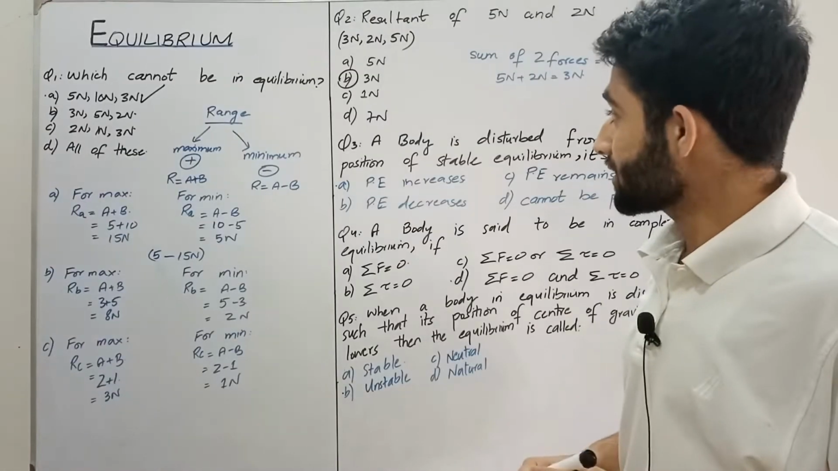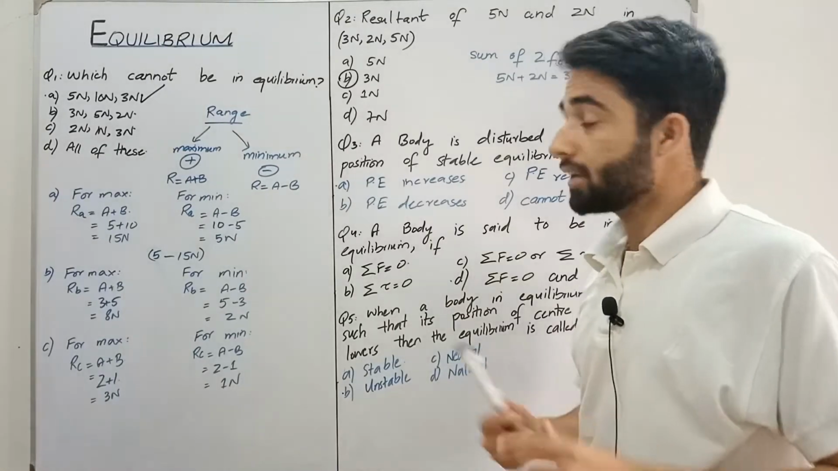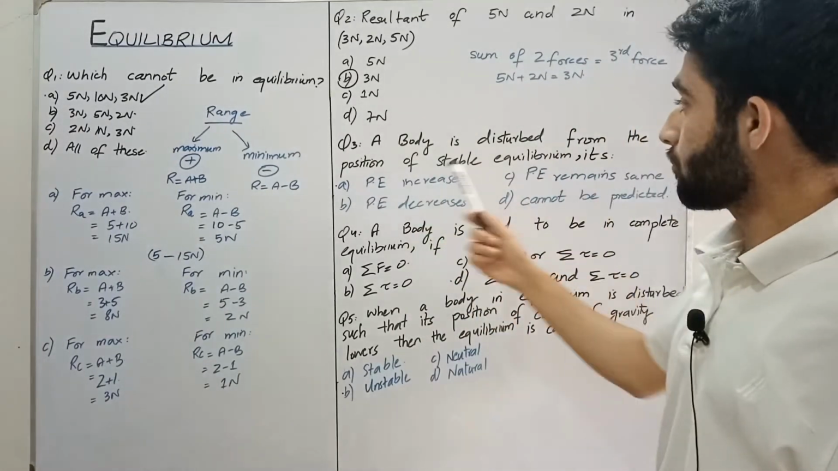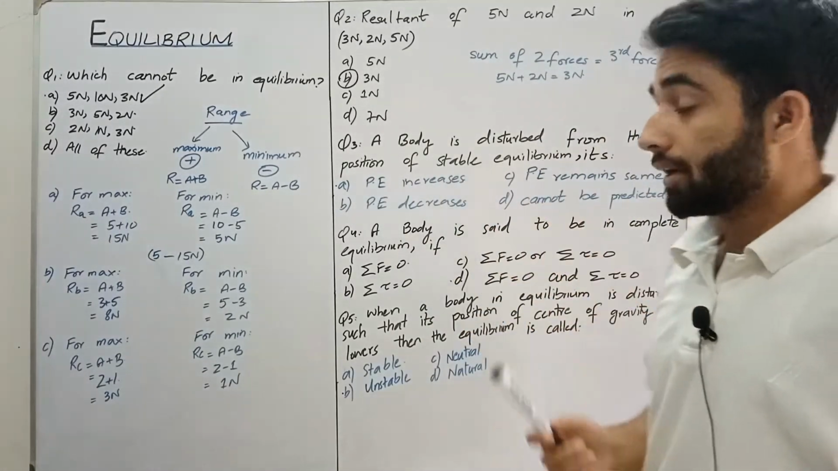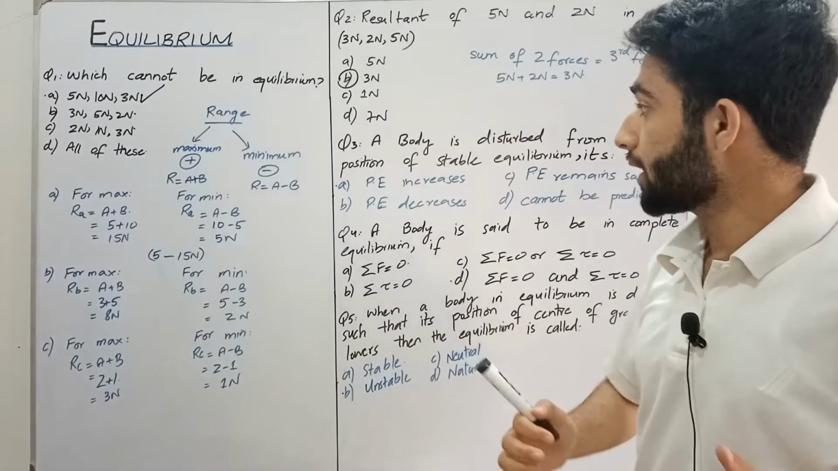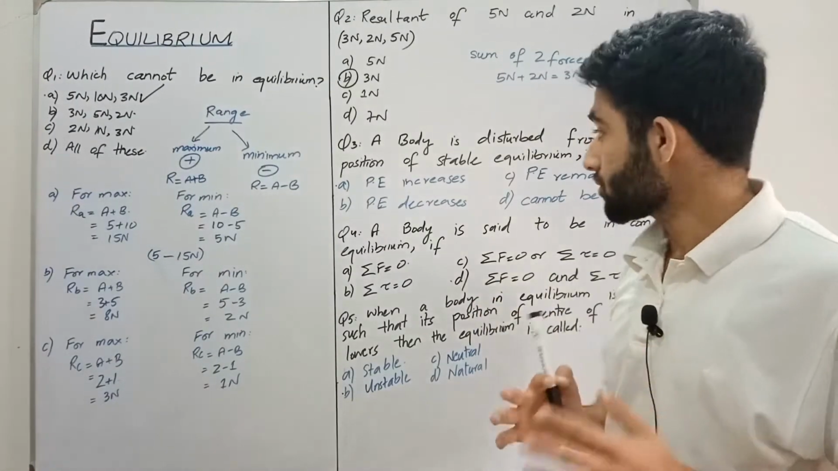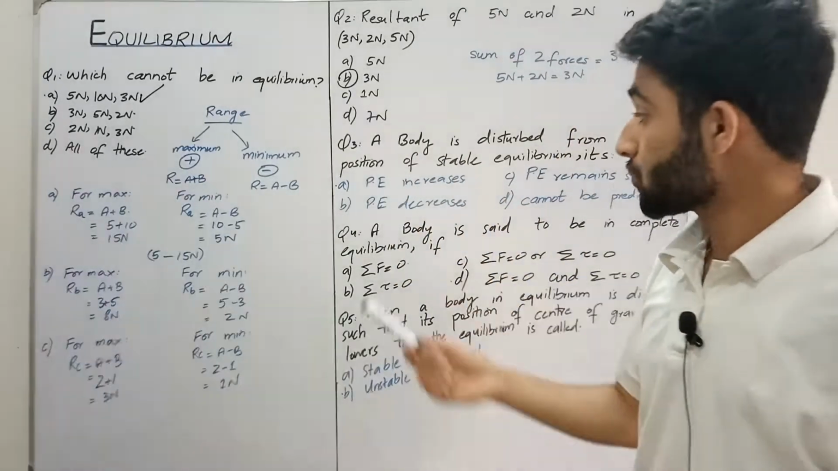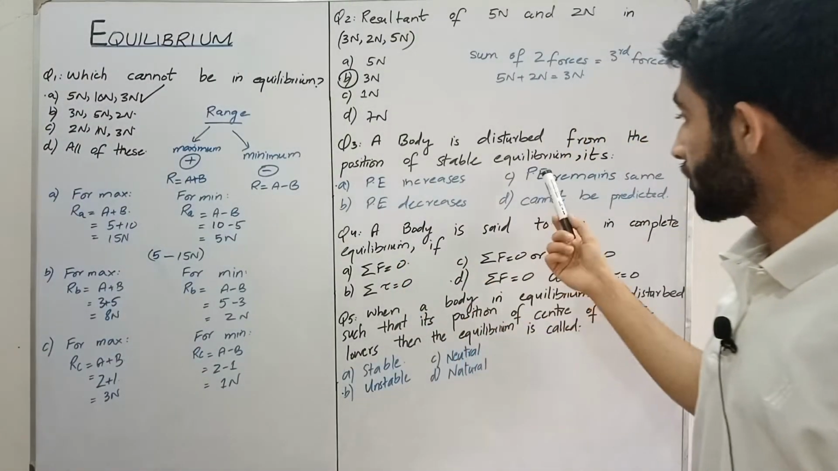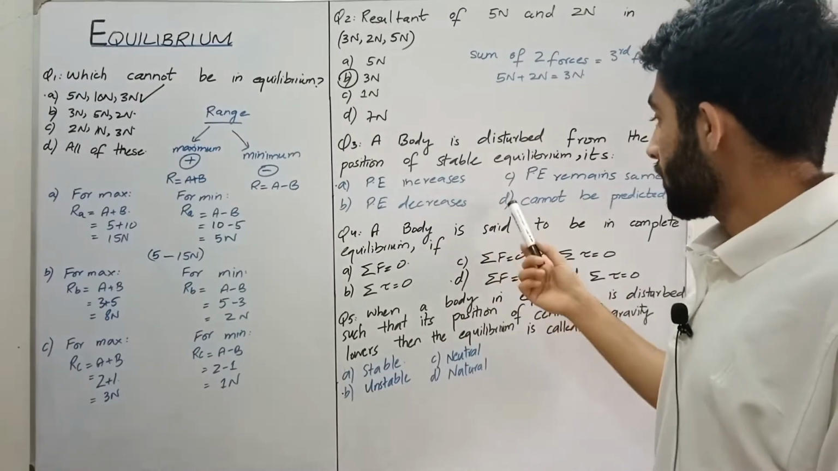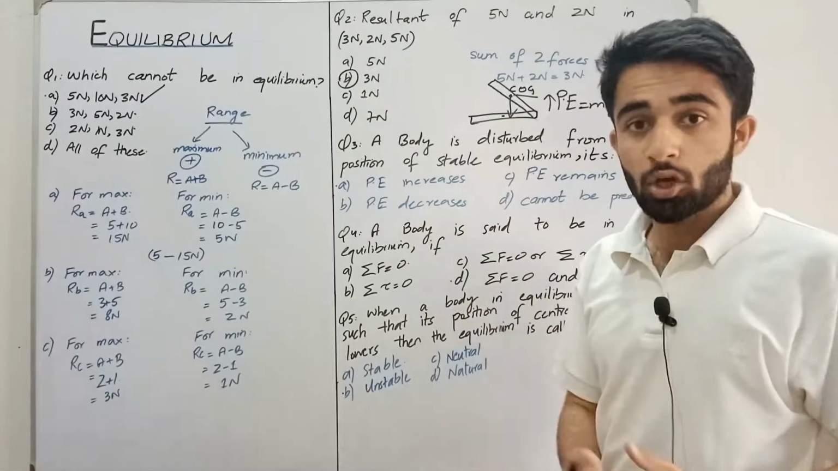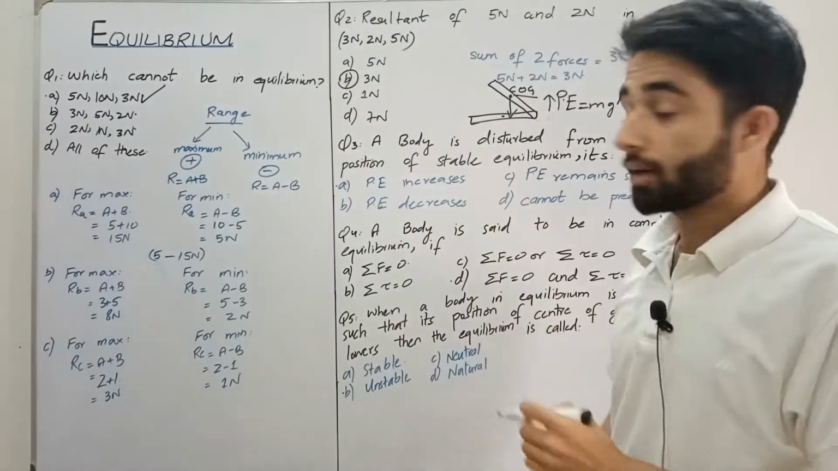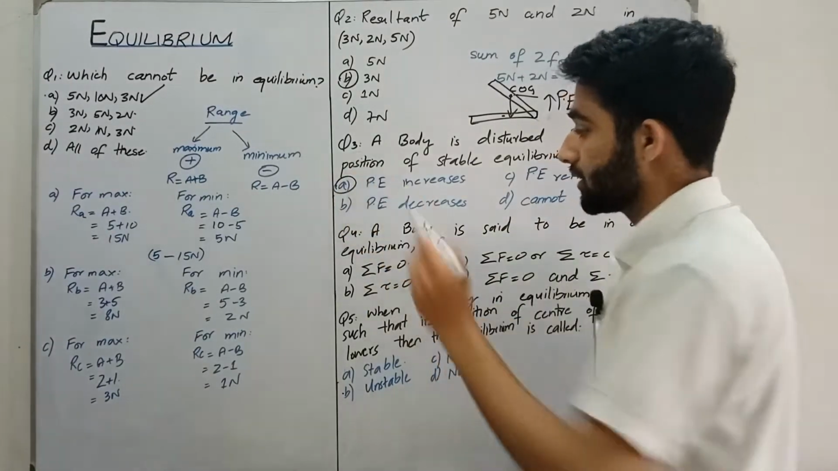The next MCQ is: a body is disturbed from the position of stable equilibrium. It means that if we disturb the position of stable equilibrium, its potential energy increases. Part B is potential energy decreases, part C potential energy remains same, or part D cannot be predicted. The right option for this MCQ is part A, which is potential energy increases.